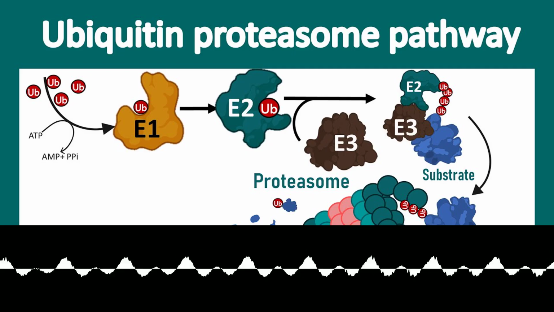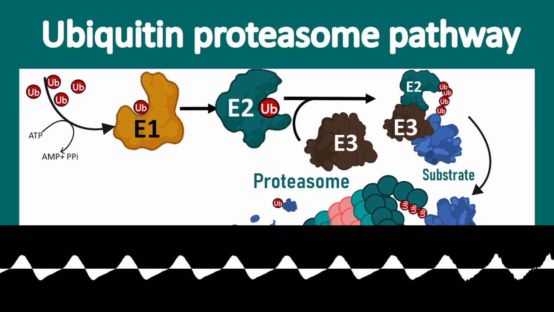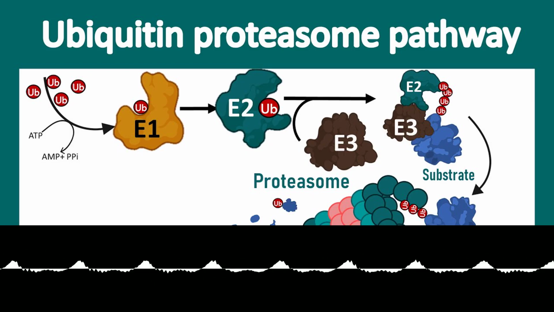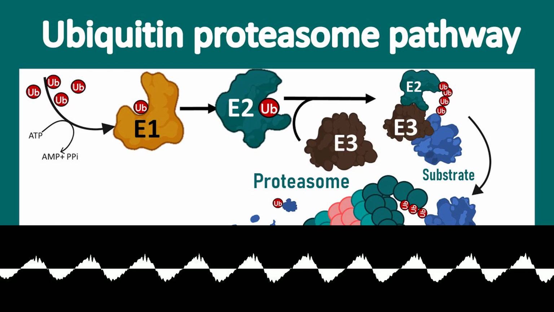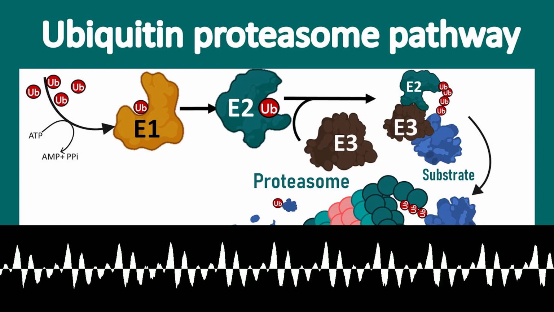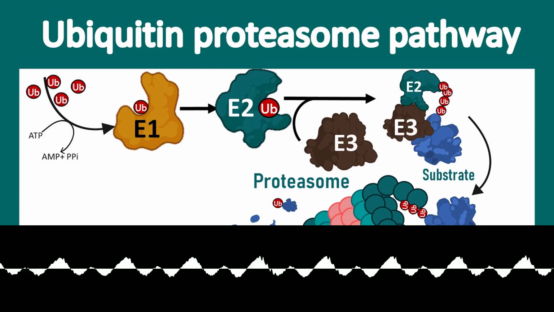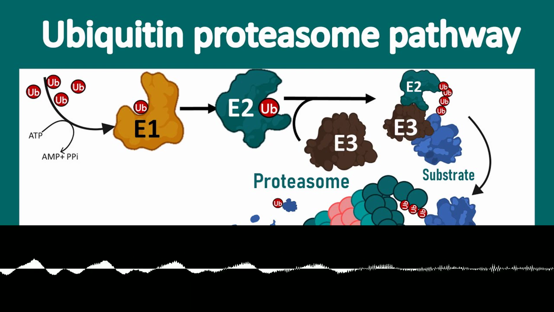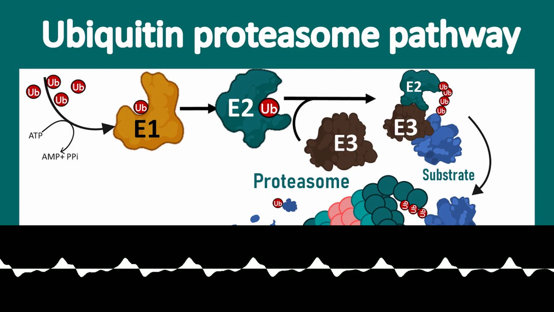This was substantiated by experiments using engineered ubiquitin molecules that could not form polyubiquitin chains. Cells expressing these mutant ubiquitin molecules exhibited impaired protein degradation. The linkage through lysine 48 of ubiquitin was later identified as particularly important for proteasomal targeting.